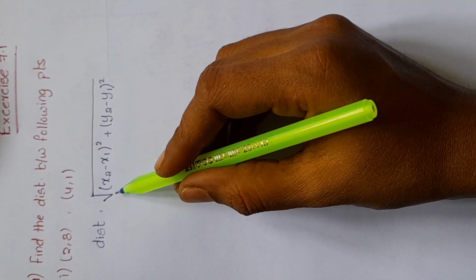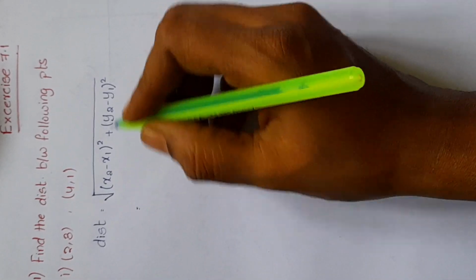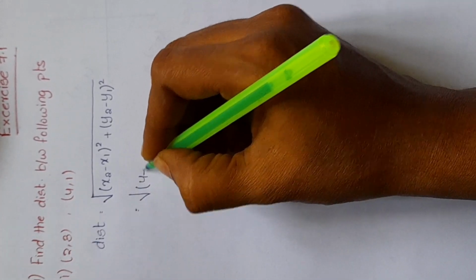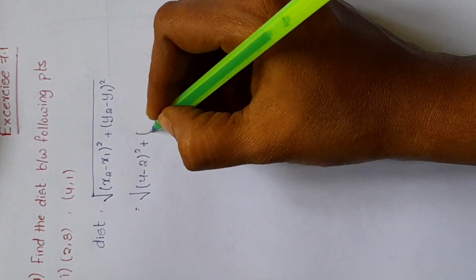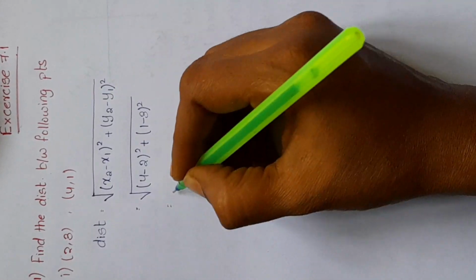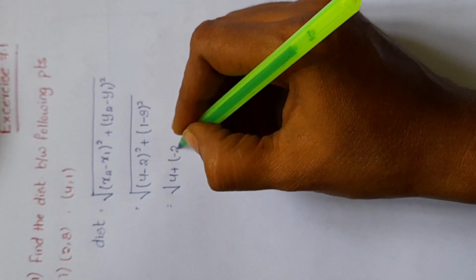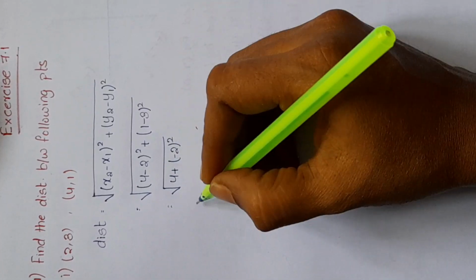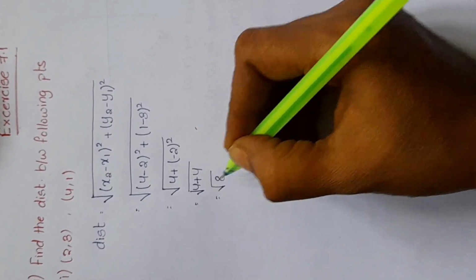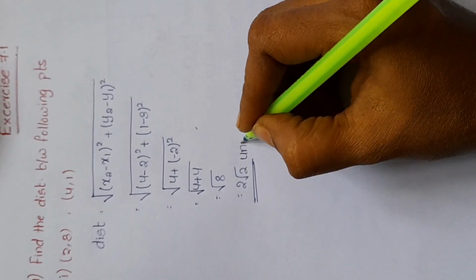As we have discussed the formula to find the distance between the 2 points, that is root of (x2 minus x1) whole square plus (y2 minus y1) whole square. This should be in the root. Now substitute the values. Root of (x2 value 4 minus x1 value 2) whole square plus (y2 value 1 minus y1 value 3). Let us solve this. 4 minus 2 is 2, square is 4, plus 1 minus 3 is minus 2. Minus 2 whole square is also 4. 4 plus 4, root 8. Root 8 can be written as 2 root 2. This is the answer. But you should write the units also.